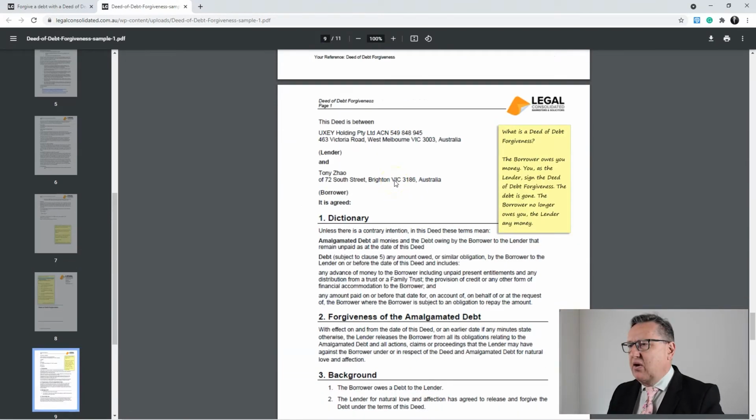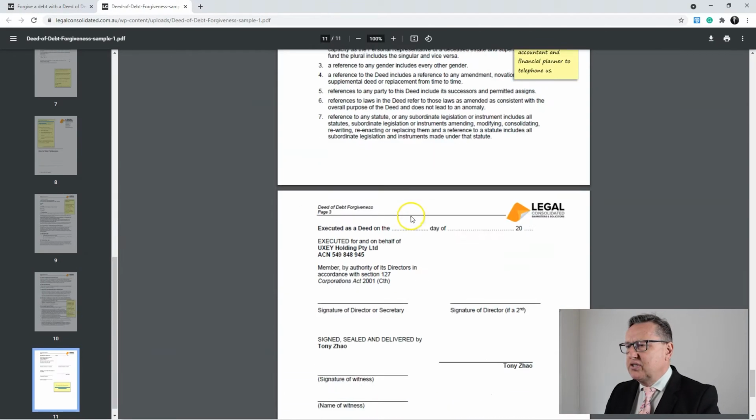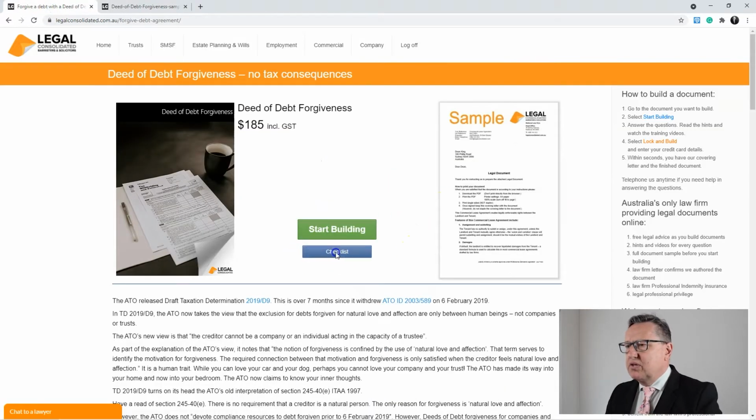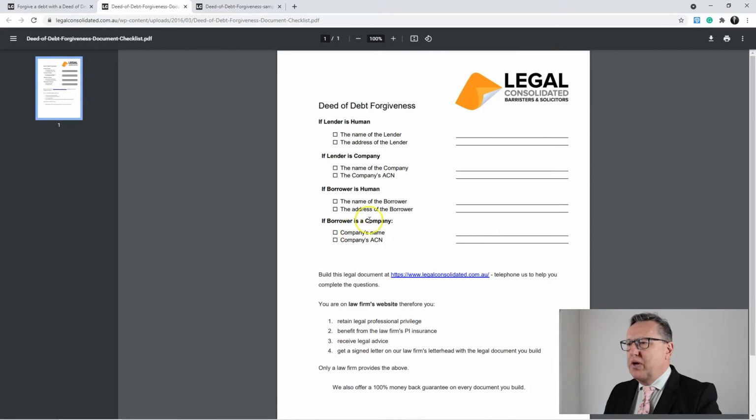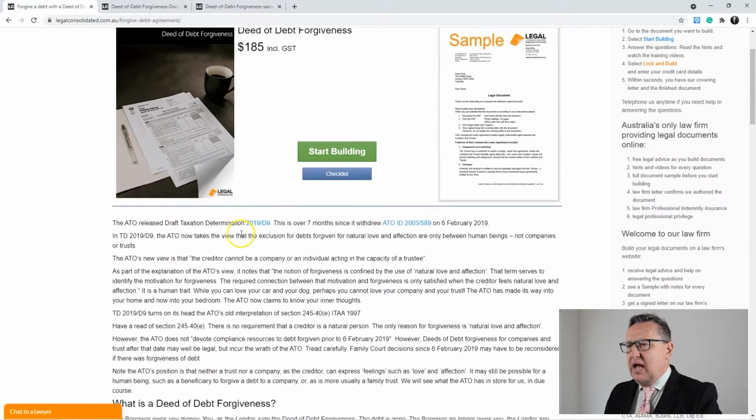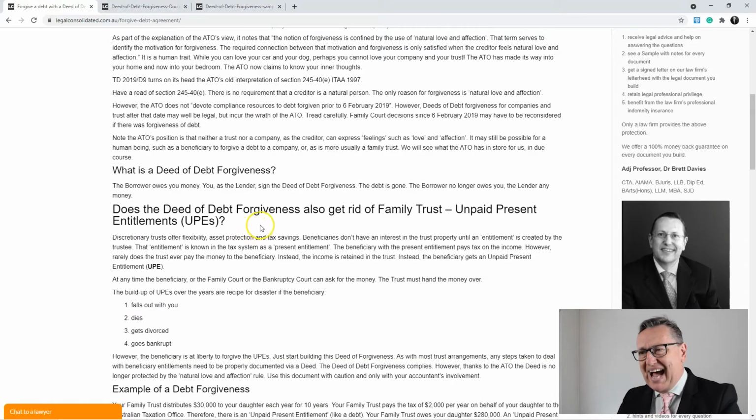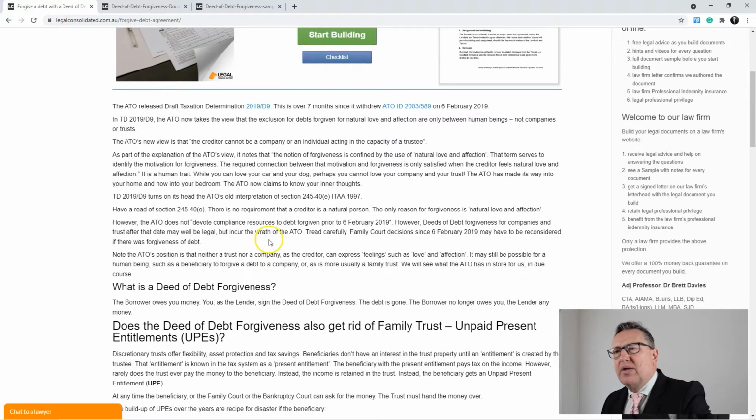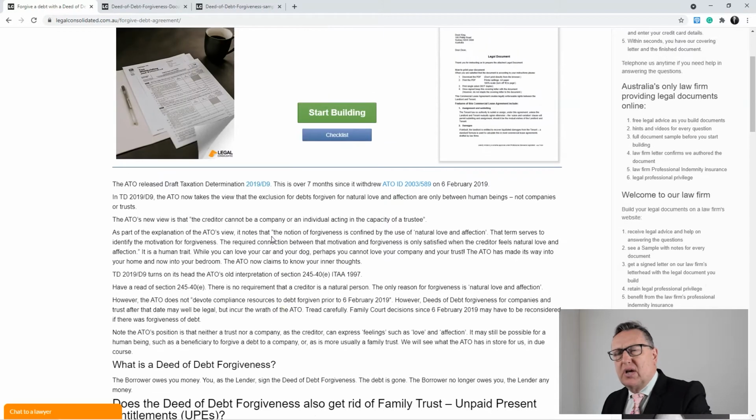Depending on how you answer the questions, the deed of debt forgiveness will look different. There's also a checklist of questions to be asked, and there's a lot of information regarding the deed of debt forgiveness. The most important one at the moment is the position of the Australian Taxation Office. Traditionally, a deed of debt forgiveness works on forgiving a debt for, wait for it, love and affection.